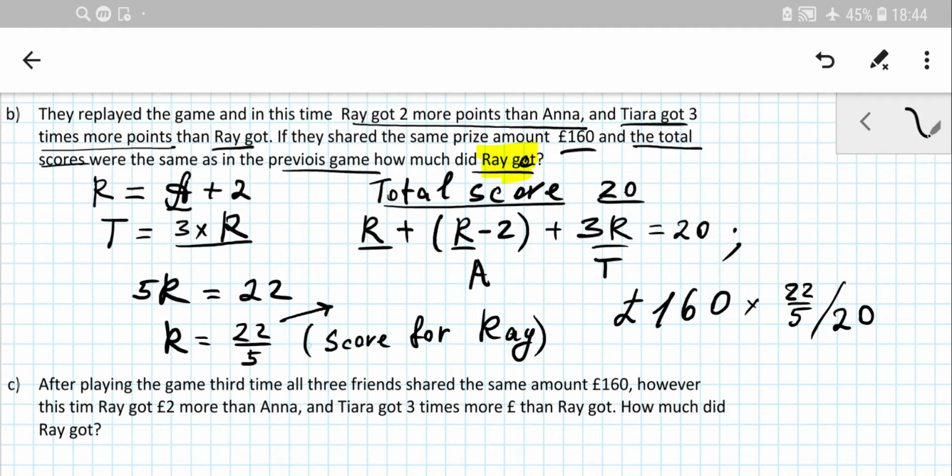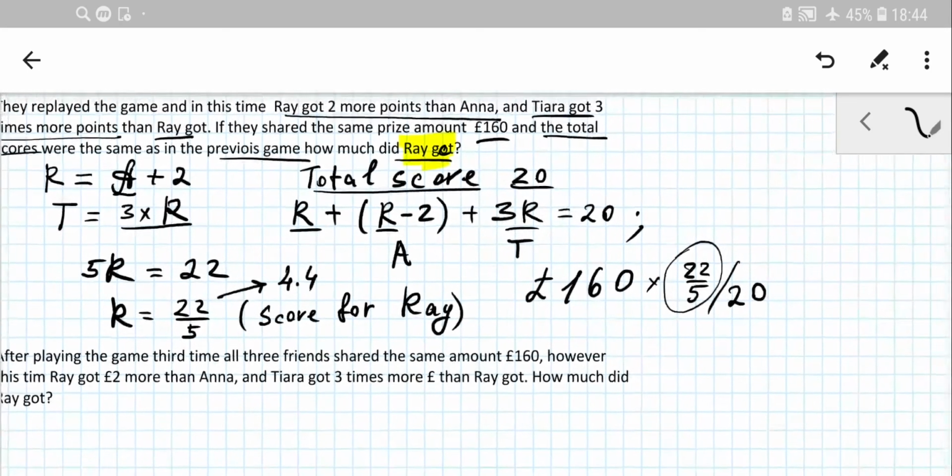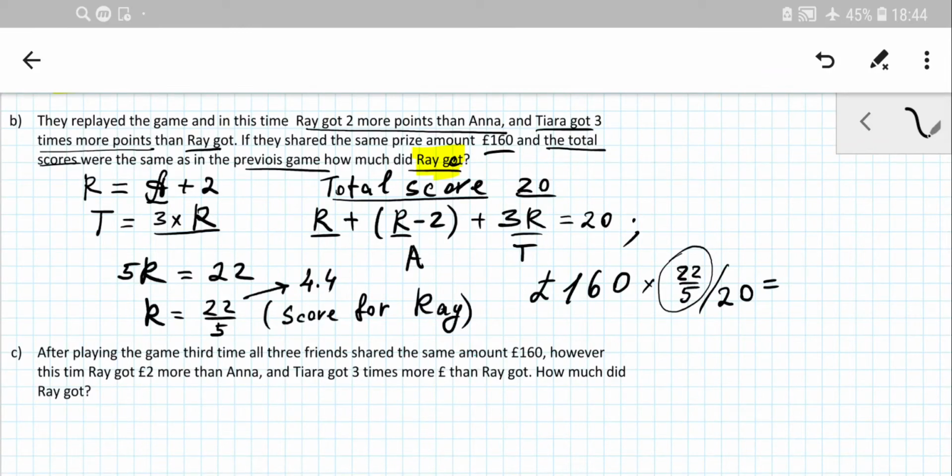So 22 over 5, or just simply 44 over 10, times 2, so 4.4 as a decimal. So instead of 22 over 5 you can use 4.4, but I'll do it my way because I feel more confident with that one. So 160 times, and here you just need to divide by 20 and multiply by 22 over 5, or as you calculated, by 4.4 instead.